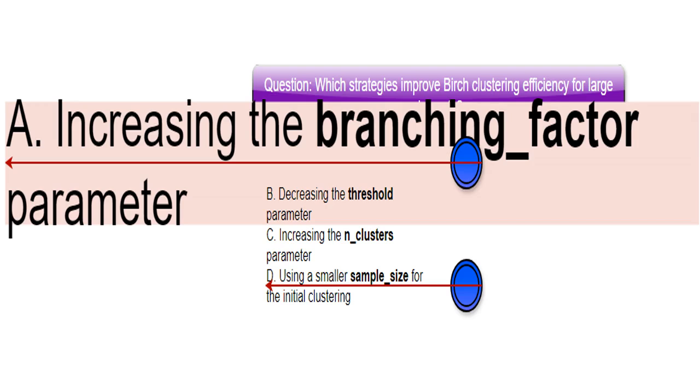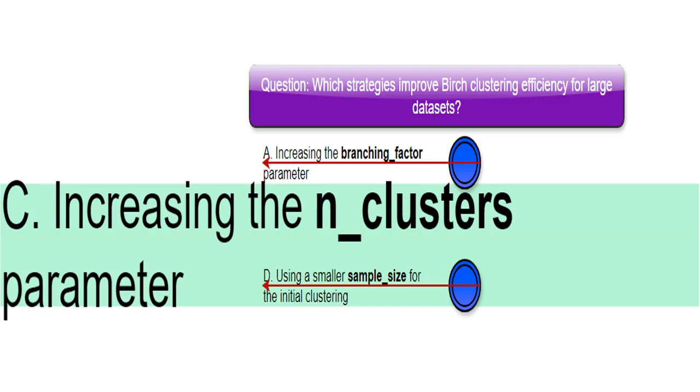A higher value creates a wider, shallower tree. This means less searching is needed when building the tree, leading to faster construction. Imagine a shorter, wider tree instead of a tall, narrow one. You can climb it faster. I've got it. The best strategies to boost the Birch algorithm's efficiency are those that improve the tree building speed, without sacrificing too much accuracy.